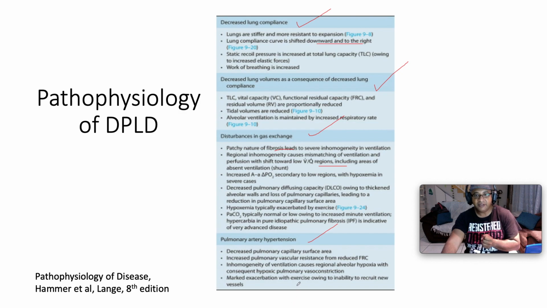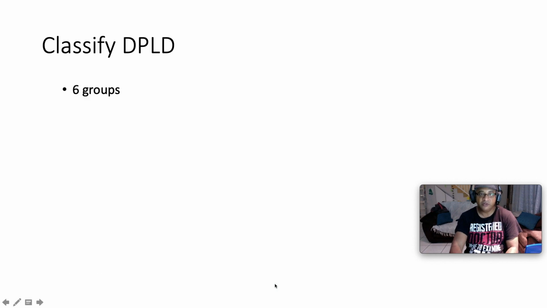Pulmonary arterial hypertension occurs because of decreased pulmonary capillary surface area, and increased pulmonary vascular resistance from the reduced functional residual capacity. The inhomogeneity of ventilation causes regional alveolar hypoxemia with consequent hypoxic pulmonary vasoconstriction, and marked exacerbation with exercise owing to inability to recruit new vessels.